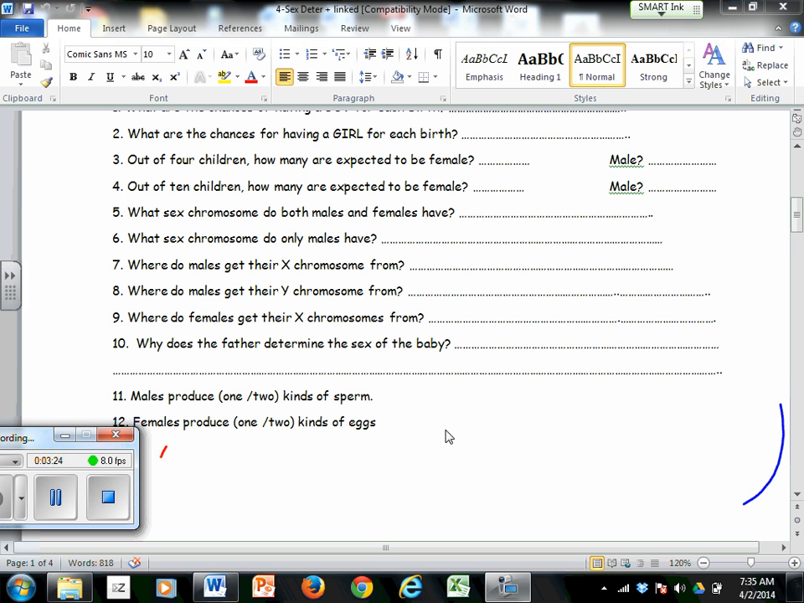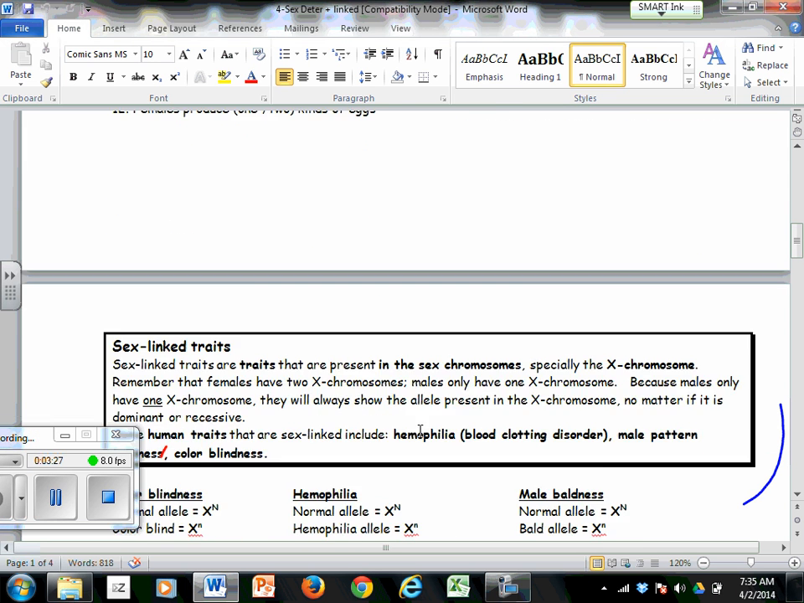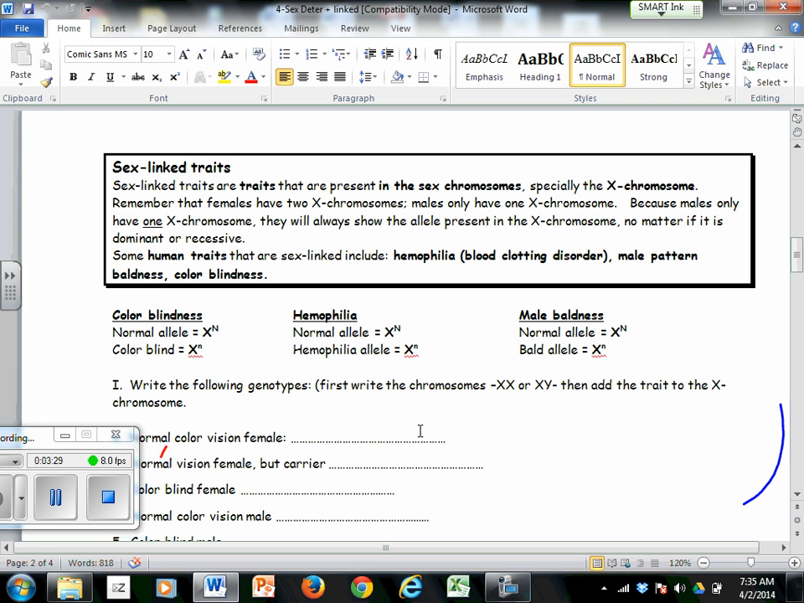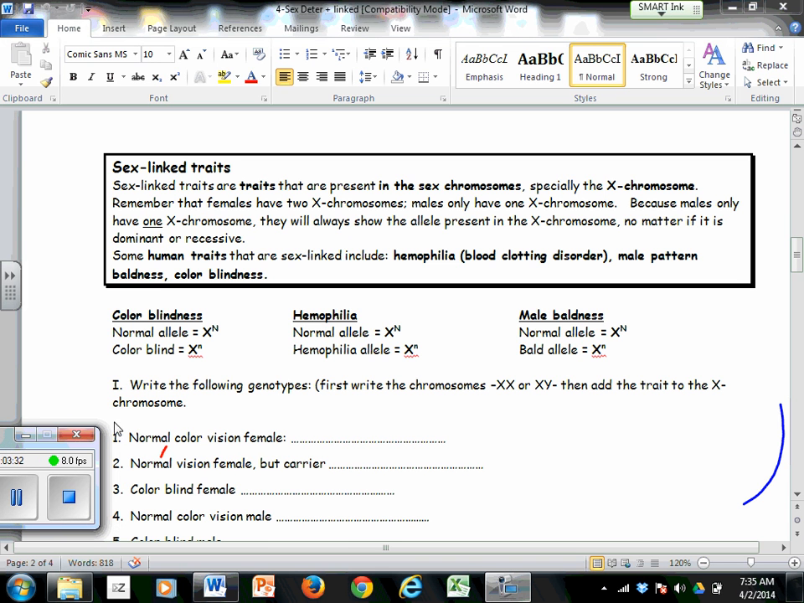So I've erased the board, and I'm going to go down and explain what sex-linked traits are. So go ahead and scroll down to this page, and looking at the top here, sex-linked traits are just traits that are present in sex chromosomes, specifically the X chromosome. Now the Y chromosome does have traits on it, but these are specific traits that are only found on the X chromosome. And remember, because females have 2 X's and males only have 1 X, males and females are going to be affected just a little differently in this type of situation.